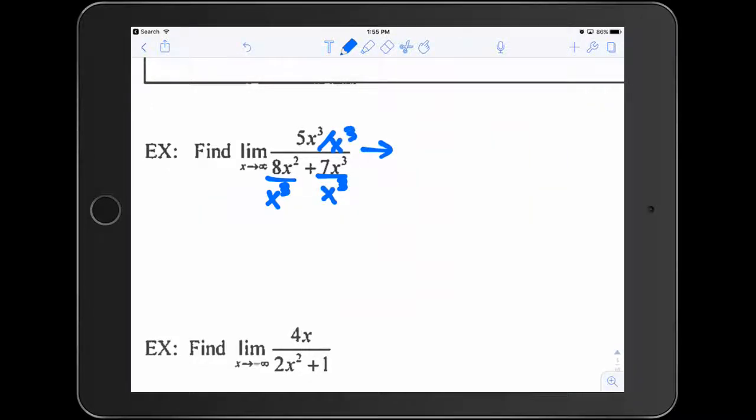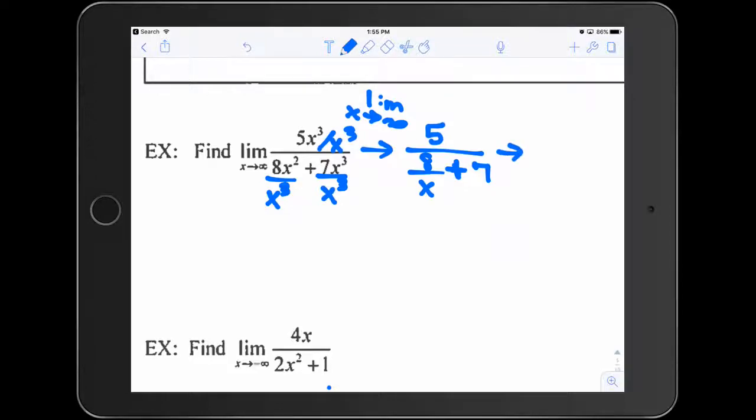And I'm going to simplify that. So I end up with 5, because it was 5x cubed over x cubed, so we end up with 5 in the numerator. And in the denominator, we have 8 over x plus 7. And then what we would do from there is we would take the limit as x approached infinity, and we would direct substitute infinity into where the x values are left.